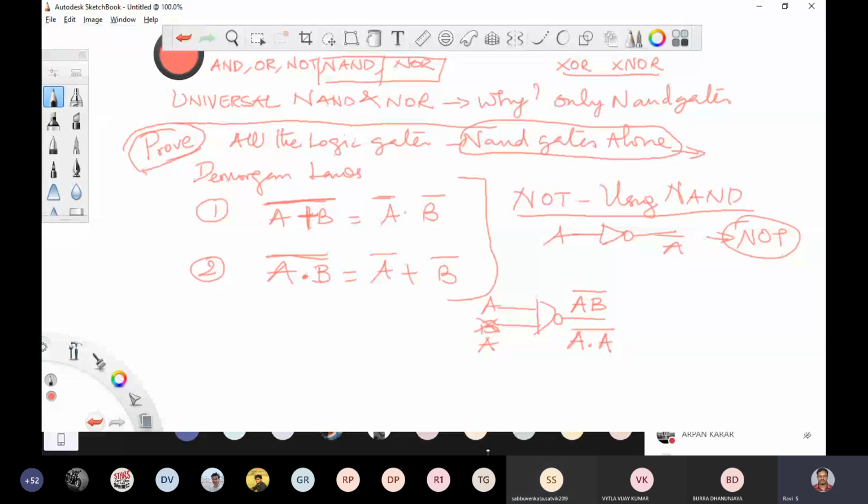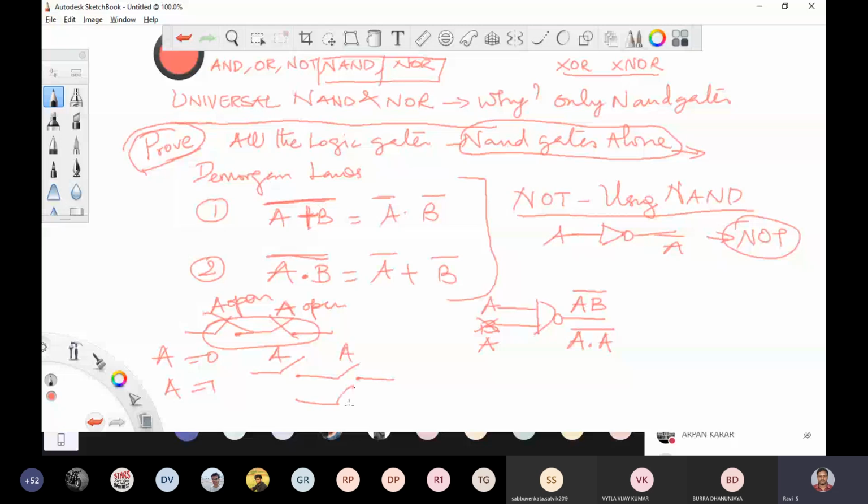So A into A, according to Boolean algebra, is equal to A. Now you see here, I'm just connecting two series switches with the variable name A. If I put A equal to 0, both the switches are open, correct? So there is no connectivity. If I put A equal to 1, both the switches are closed. So what I can say is these two switches of the same variable A can be replaced as one switch with A. Correct?